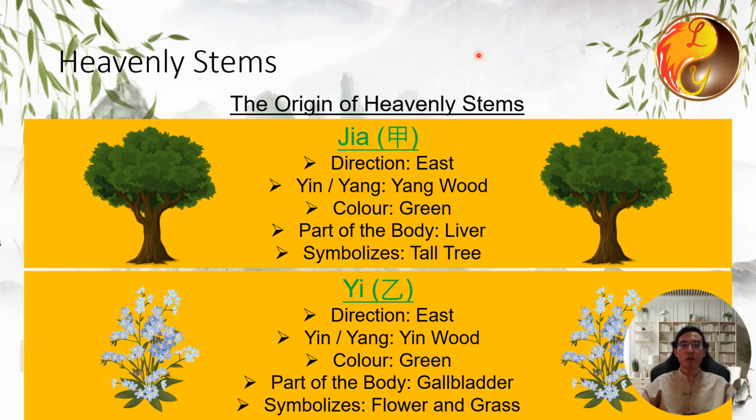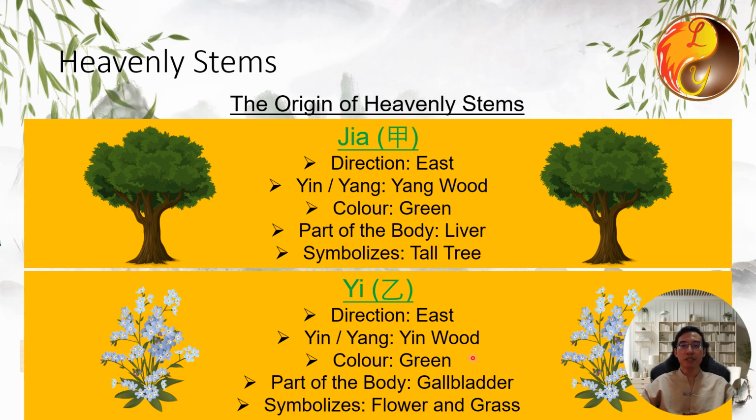Remember, Jia wood is represented by green. Its direction is east and it belongs to the yang category. The ancient Chinese believed that everything in the world is divided into yin and yang and the 5 elements, so each character has its own attributes. Let's look at Yi, the second of the heavenly stems. Like Jia, it also represents the east and is associated with the color green.